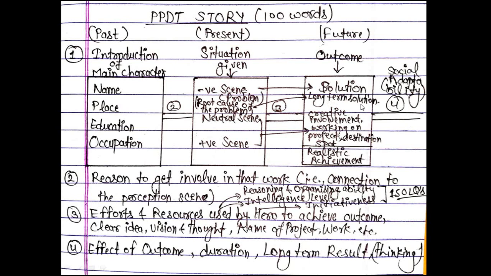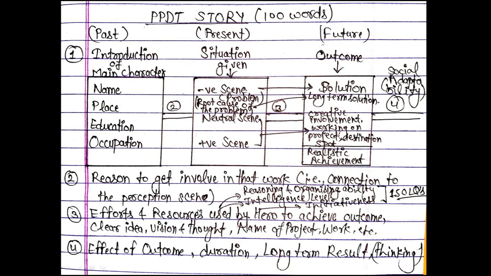If a negative scene is shown, meaning there is any problem, then you have to identify the root cause of that problem, and finally you have to give the solution. This is called the future, which is a long term solution. It should be a long term solution, and it should have social adaptability. Your social adaptability should be visible here, meaning the solution which you are providing should be socially adaptable. Neutral scene or positive scene: if you have been shown a neutral or positive scene, then you can utilize it for any creative involvement, working on a project, destination spot. And one most important thing, these achievements should be realistic achievements, not hypothetical achievements.